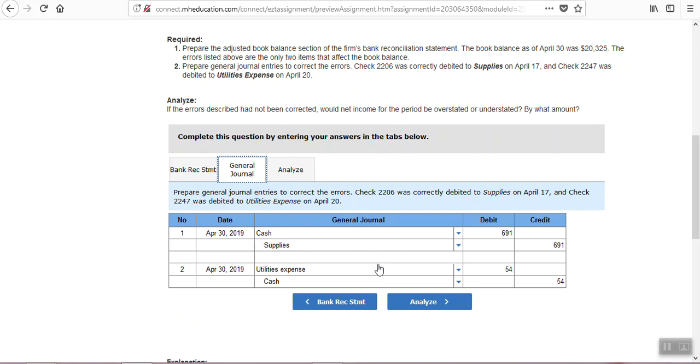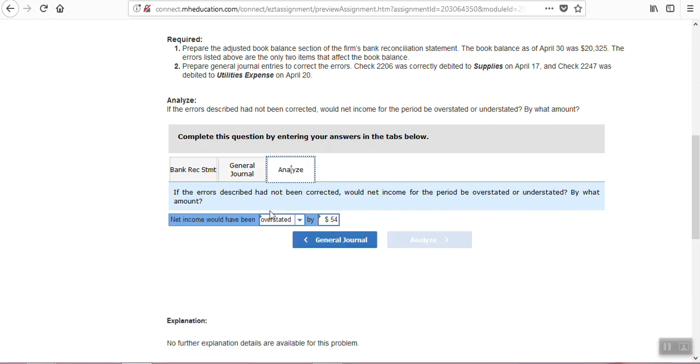In the second entry, we have a utilities expense and a cash, and those are the two accounts that were affected. Cash, again, is an asset account, so we can ignore that. Doesn't have anything to do with net income. The only one that has to do with net income is that utilities expense. And that utilities expense changed the net income by $54. So that's where that comes from.